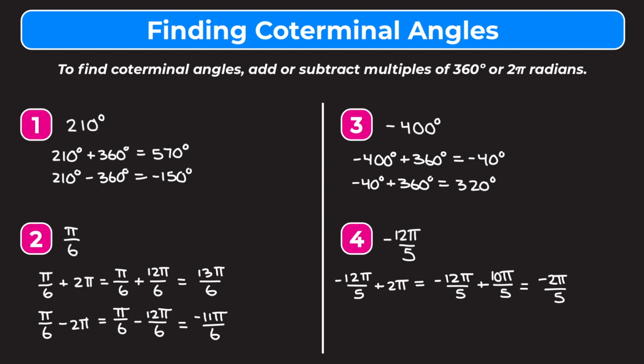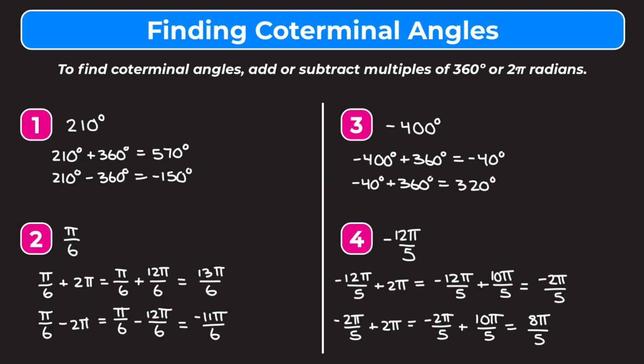Again, we still have a negative answer when we added a full rotation. So we're going to take that answer and add another full rotation to find a positive coterminal angle. So we're going to add 2 pi. Again, we need a common denominator. So negative 2 pi over 5, and we know that 2 pi is the same as 10 pi over 5. Now when we add, we should get a positive angle. Negative 2 pi plus 10 pi is going to give me 8 pi on the top, we have 5 on the bottom, so we get 8 pi over 5.